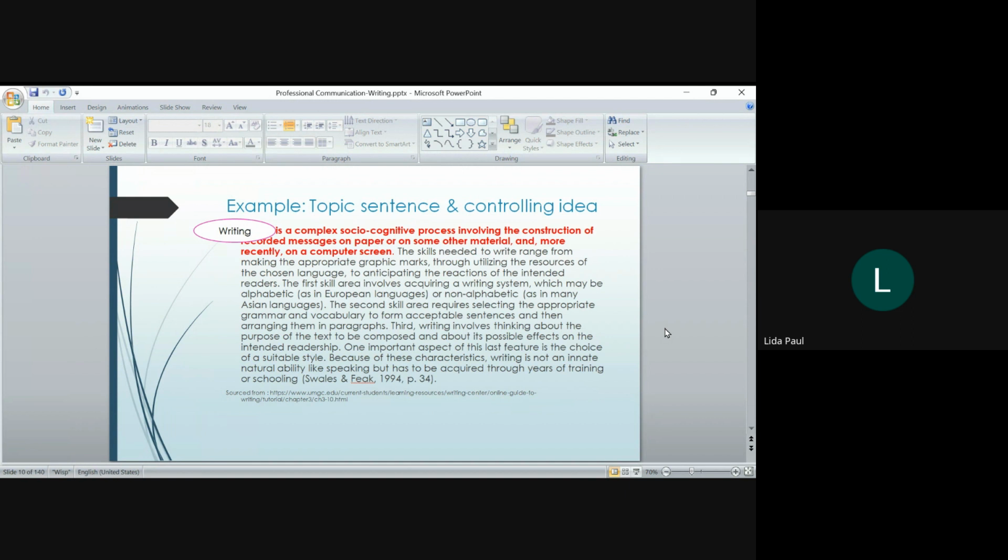Okay. Now we're going to show you a few examples of topic sentence and controlling idea. This will also include the different placements of topic sentences, and in what kind of writing you can find this. Okay. So just go through this paragraph.